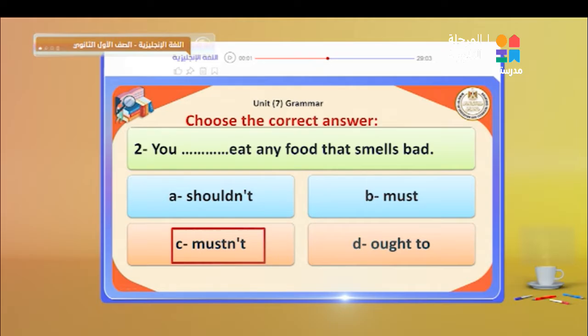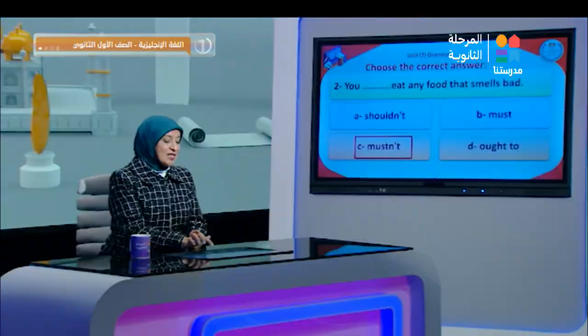It will cause us illness, for example. So it's very dangerous. And when it is something which will cause us danger, we use mustn't. So do you remember when we said you mustn't eat this food, it's poisonous. We don't use shouldn't, we use mustn't because it's a strong advice, okay? Let's look at number 3.